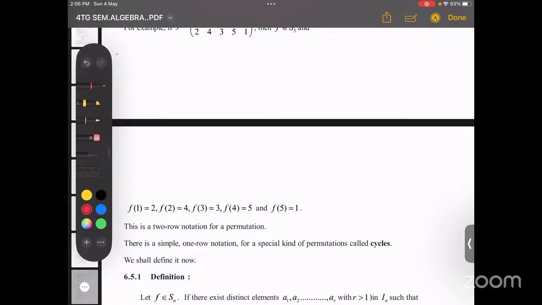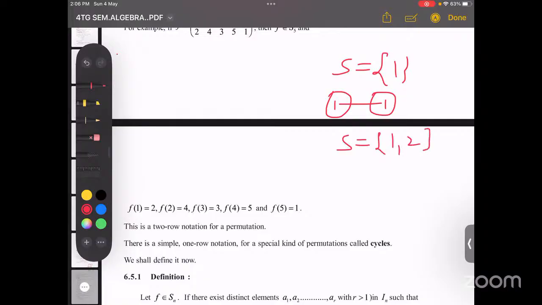If S has only one element, we say that it is the identity element, meaning it has only one mapping, where the one element maps to itself. If you have two elements, S equals {1, 2}, what will happen? You have two possibilities for the mapping. 1 may map to 1 and 2 may map to 2. This is called the identity mapping. So this is one possibility.